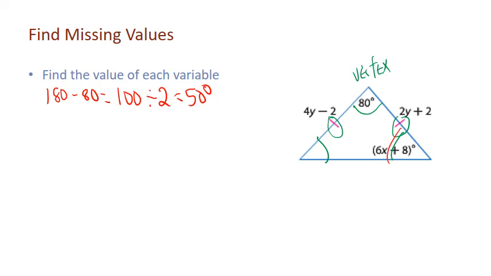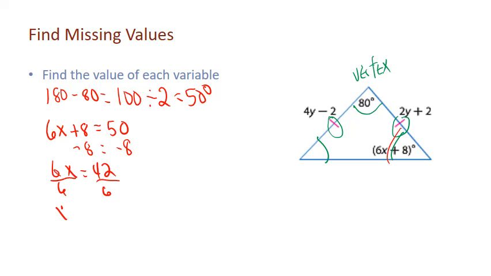So I can set this expression, 6x plus 8 degrees, equal to 50 and then solve for x. So we have 6x plus 8 equals 50, because we've determined that each base angle is going to have to be 50 degrees if the vertex angle is 80 and it's an isosceles triangle. Let's subtract 8 from both sides, which means now that 6x is equal to 42. We divide both sides by 6, and so x is going to be equal to 7.